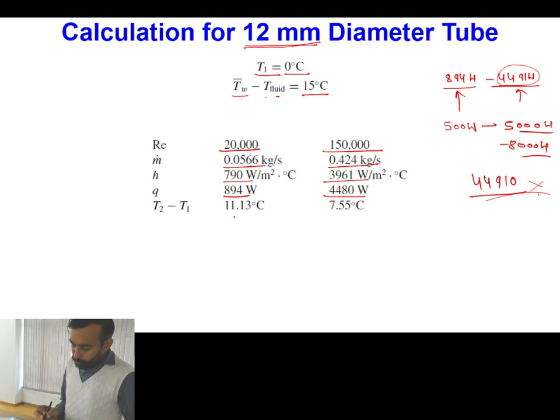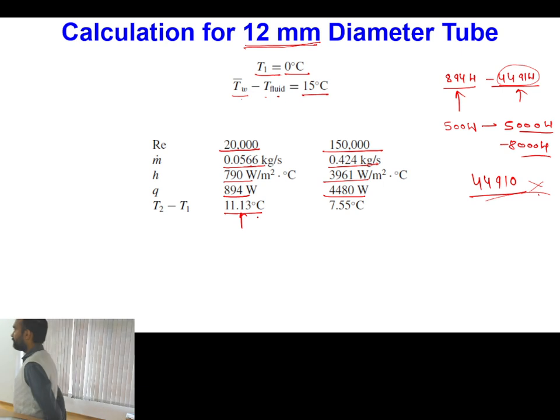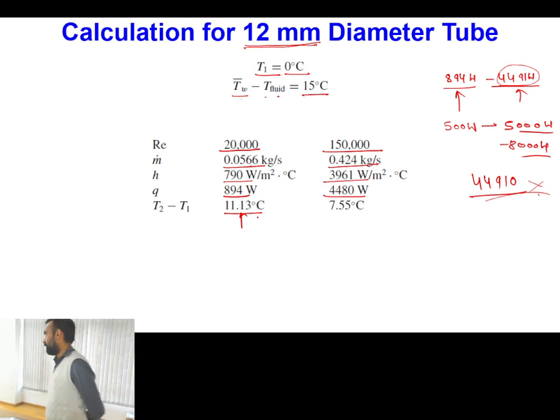And T2 minus T1 is considered 11. So if you do the calculation, you will find that the rise in temperature of the refrigerant will be 11.3 degrees Celsius for 20,000 Reynolds number and 7.55 degrees Celsius for 1,50,000 Reynolds number.